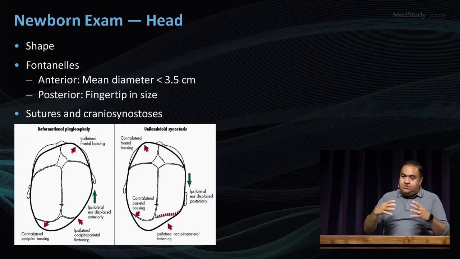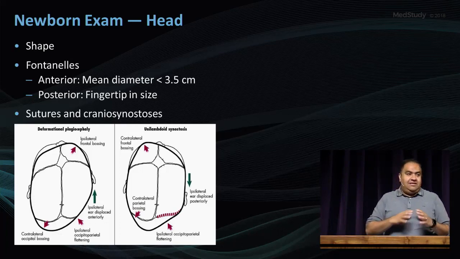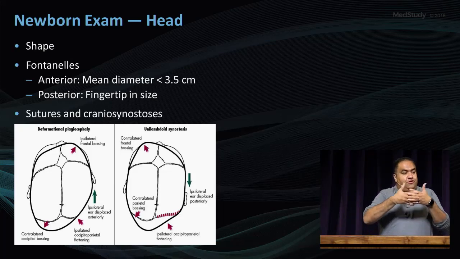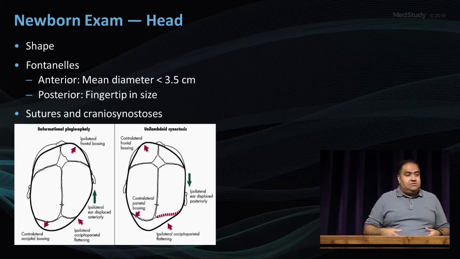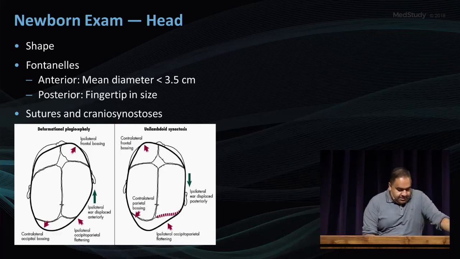But you always want to take a look at the sutures. Everything should be able to be movable. Remember, the brain grows a tremendous amount in that first year of life, and it has to have the ability to shift like tectonic plates almost. But if those sutures are fused shut, and you can feel those ridges fused, they can have craniosynostoses, and that could be a problem down the line. All right.